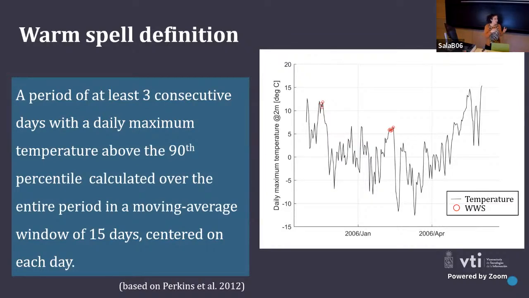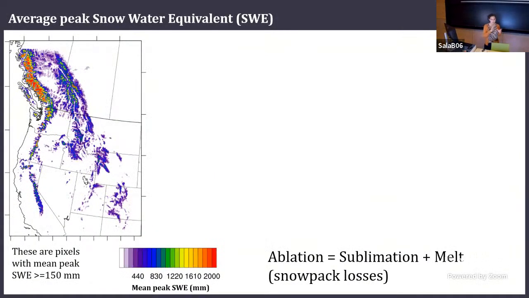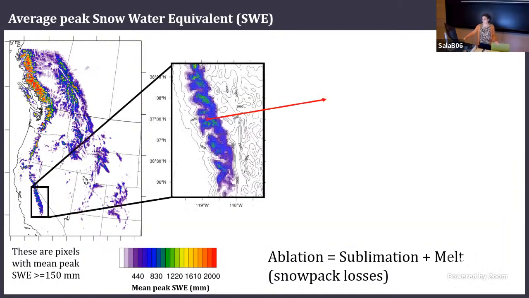And now I will show you the study domain and an example of how I relate these winter warm spells to the ablation. The domain is part of the domain I showed you before: the western side of the region, in which the mountains have a significant amount of snow in winter. The way we identify those regions of significant snowpack is by separating the pixels that have snow water equivalent above 150 millimeters. So it's mainly highlighting the foothills and the peaks.